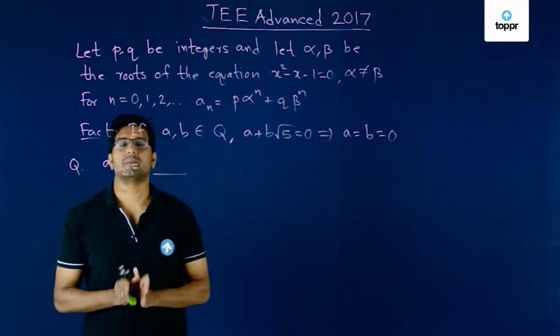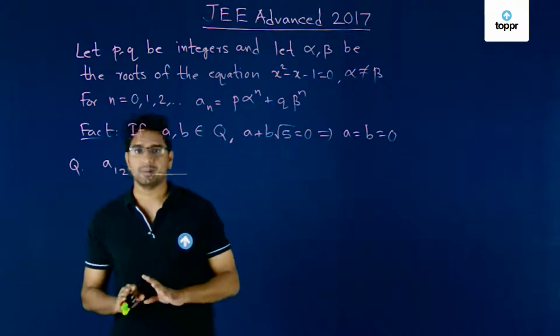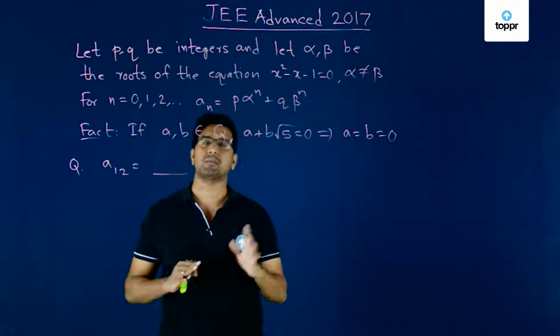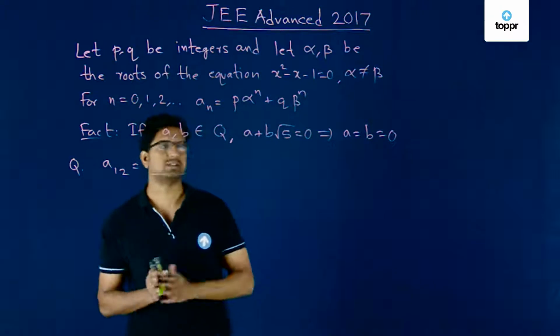Have a look at this paragraph based problem from JEE Advanced 2017. So the problem says P and Q are integers and alpha and beta are the roots of this equation x square minus x minus 1 equal to 0. So it's very much clear that they are conjugate surds.